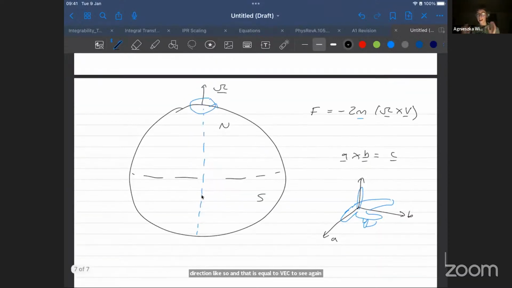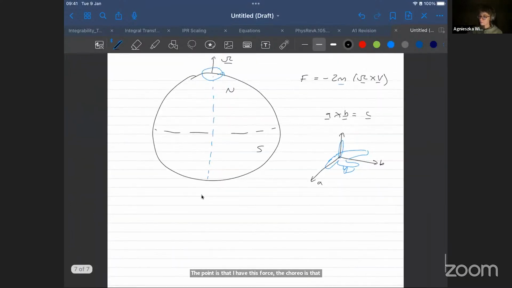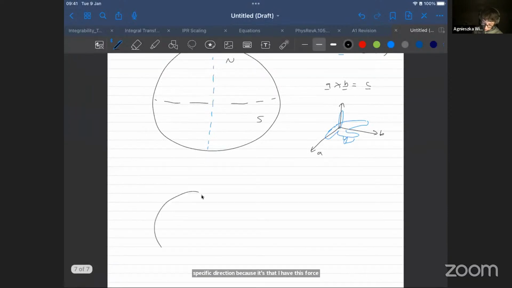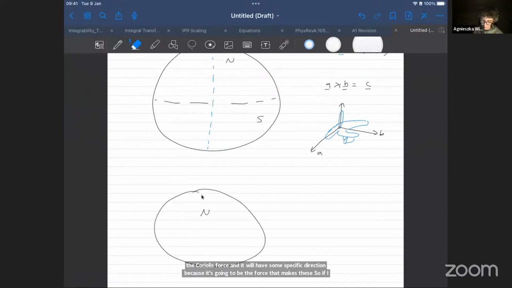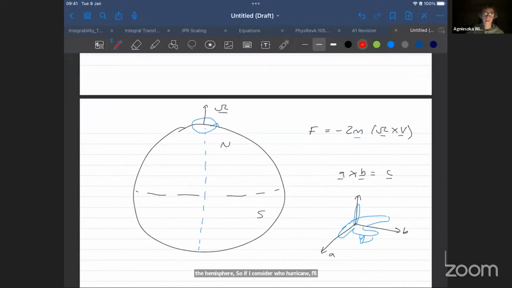The point is that I have this force, the Coriolis force, and it will have some specific direction, because it's going to be the force that makes these hurricanes turn. So if I consider some hurricanes in the northern part of the hemisphere, actually, I do need to draw the diagram. So if I consider a hurricane, I'll just, some air, right? And this air is going to travel, I just have a diagram that I have on my laptop.